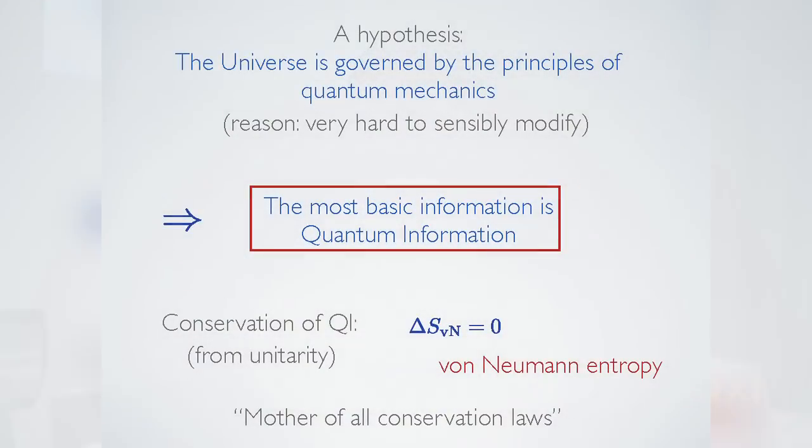And what we'd like to do to elaborate on that is say a little bit more how to get a handle on quantum information. So how do we quantify it? Well, for example, quantum information is something that, as a result of unitary evolution in quantum mechanics, is a conserved thing. And the statement of conservation of quantum information is the statement that under quantum evolution, the von Neumann entropy doesn't change.